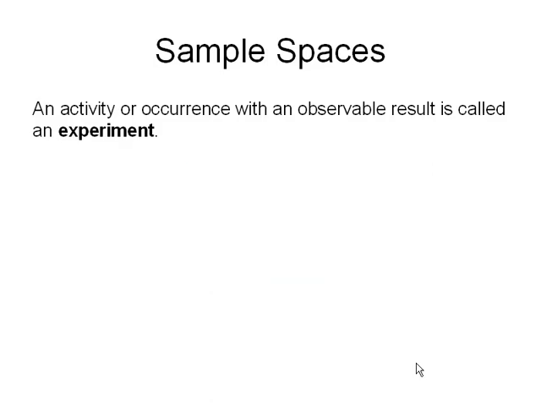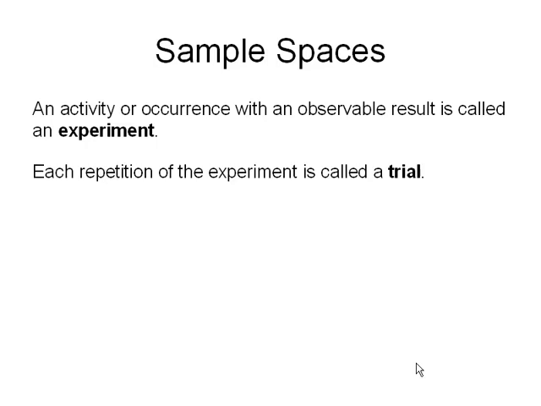So an activity or occurrence with an observable result is called an experiment. The key thing to this term is it has to have an observable result. If we can't observe the result, then it really doesn't talk about how likely it is for something to occur. Each repetition of the experiment is called a trial. In the case of rolling a die and observing the face, each time I roll the die, that would be a trial.